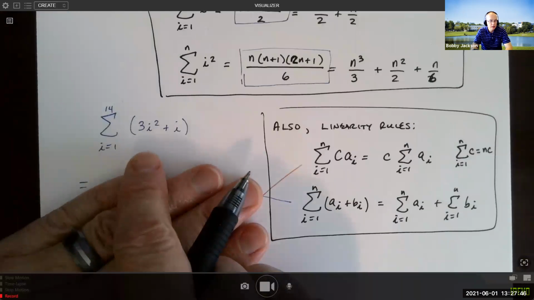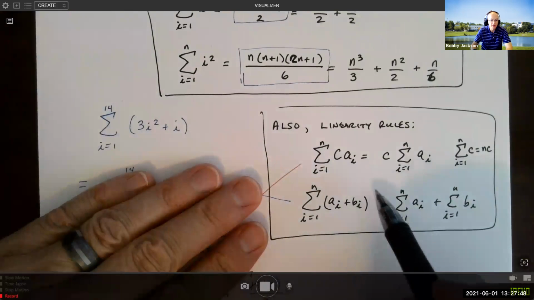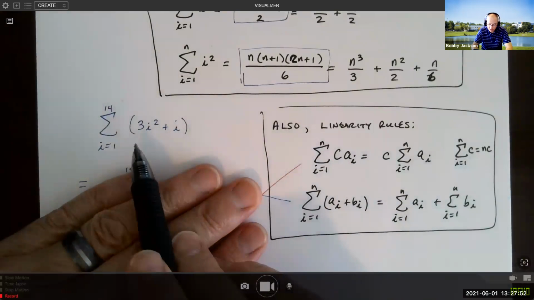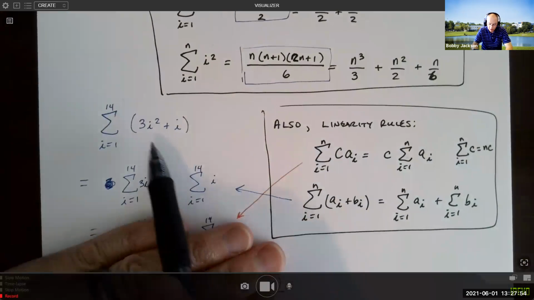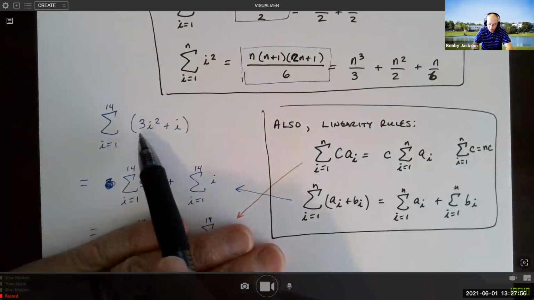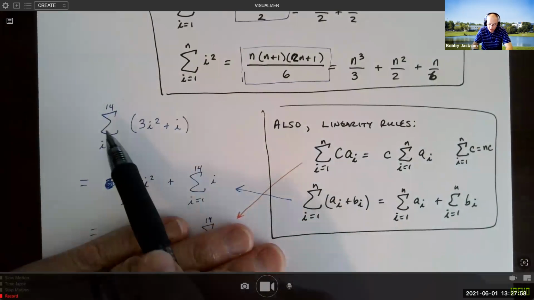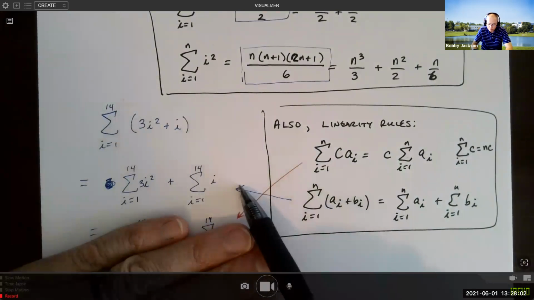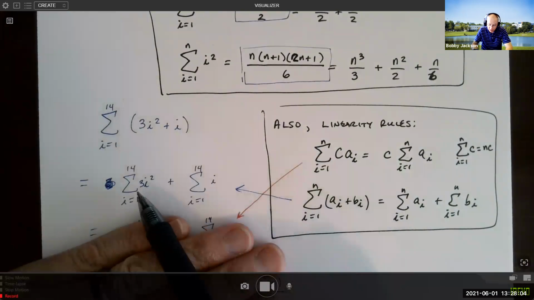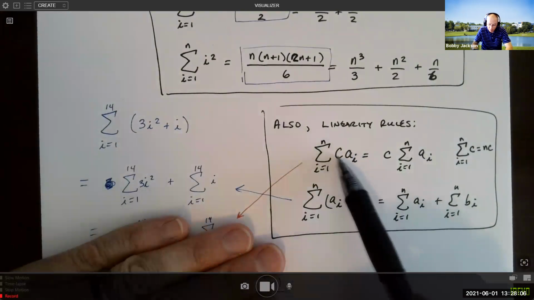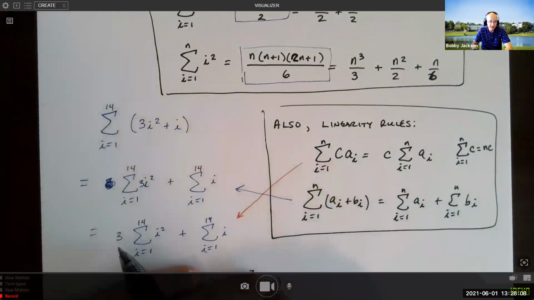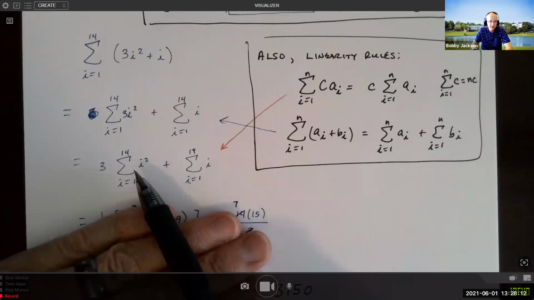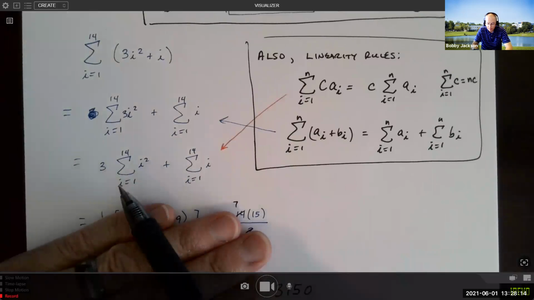Okay. So first of all, I'm going to make use of this bottom linearity rule by breaking this up into the sum of 2. So I've got summation i equals 1 to 14 of 3i squared plus the summation i equals 1 to 14 of just i. So that's making use of this. And then this 3 here is a constant multiple, making use of this property. I can pull that 3 outside the summation. I can't pull the i squared outside, right, because that is dependent upon the index i.